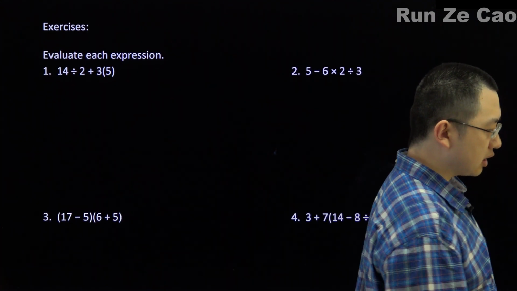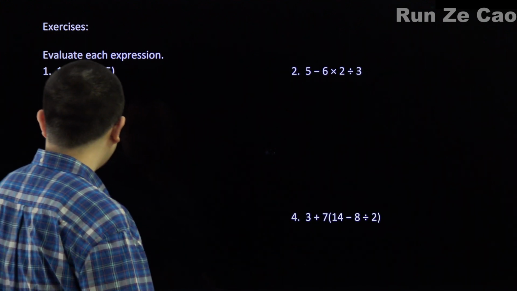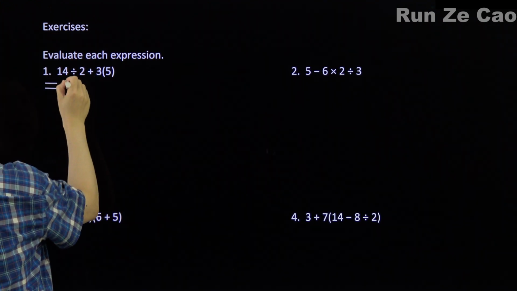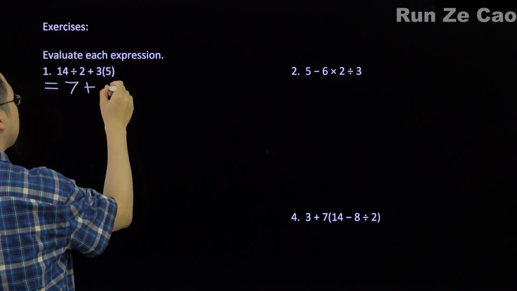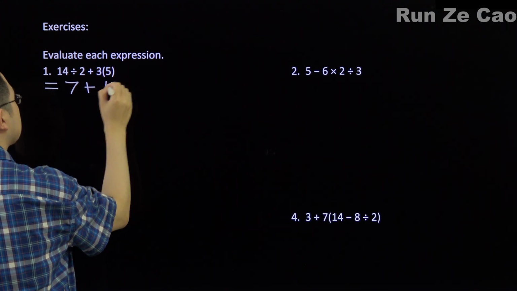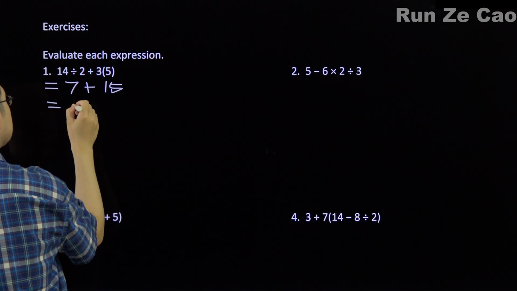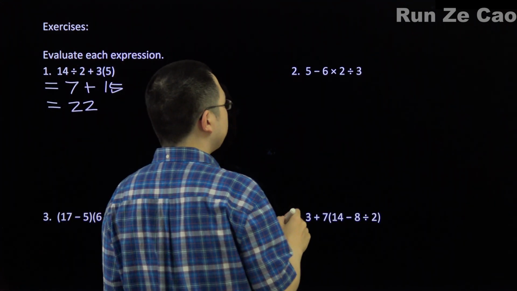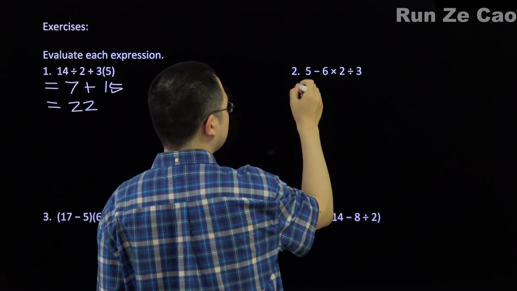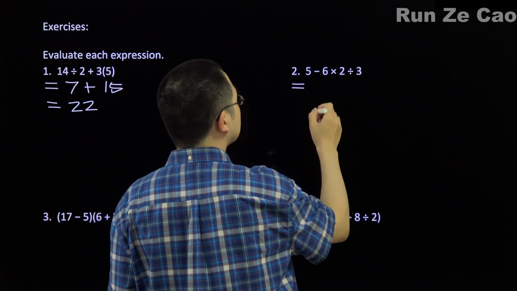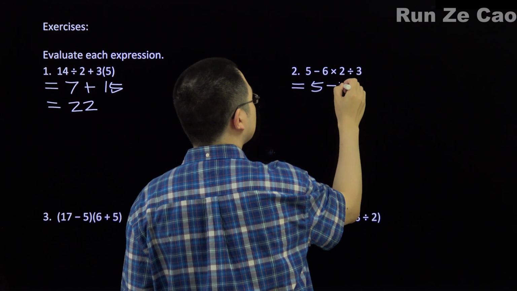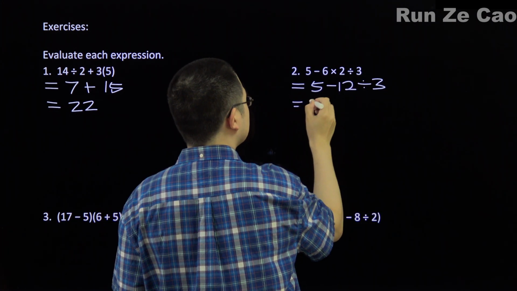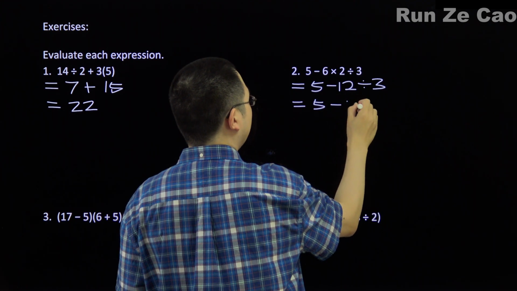Okay, evaluate each expression here. 14 divided by 2 plus 3 times 5. That's 7 plus 15. So 22. 5 minus 6 times 2 divided by 3. So 5 minus 12 divided by 3. 5 minus 4.